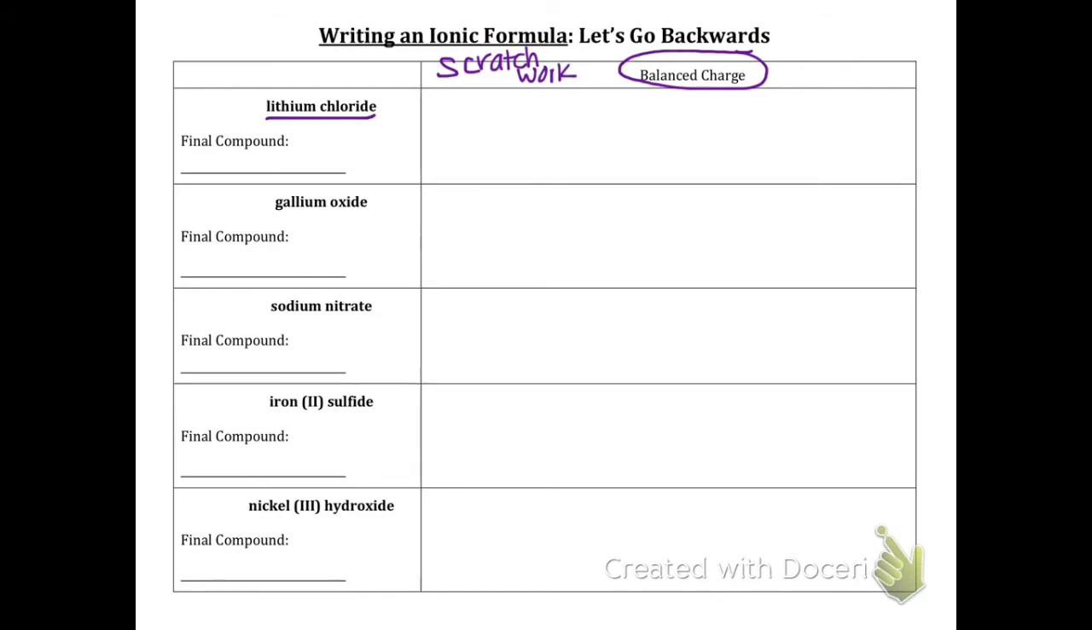Also, a couple of reminders. Remember, if it ends in IDE, it tells you that it's a non-metal element, except hydroxide. Hydroxide is a polyatomic that ends in IDE, but it's a polyatomic. If it doesn't end in IDE, it tells you it's a polyatomic, so you need to look at your list. All right, so here we go.